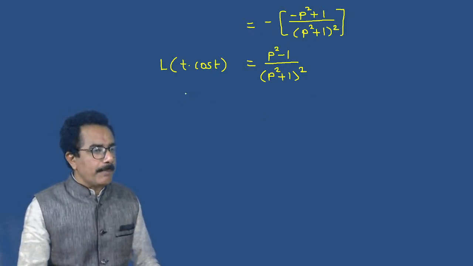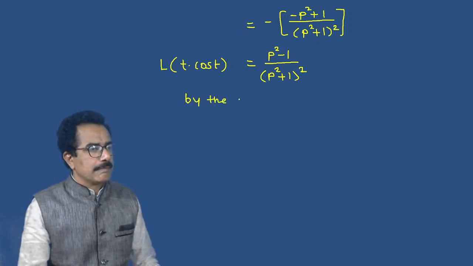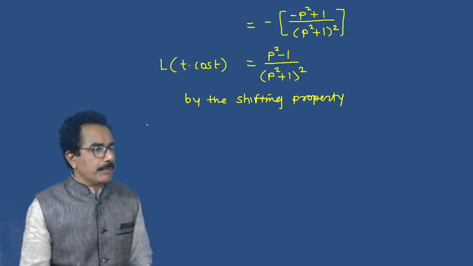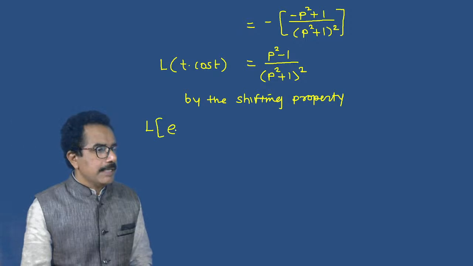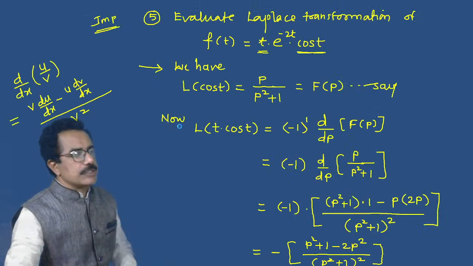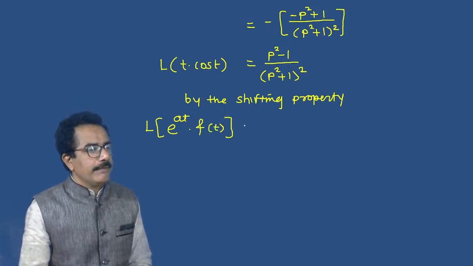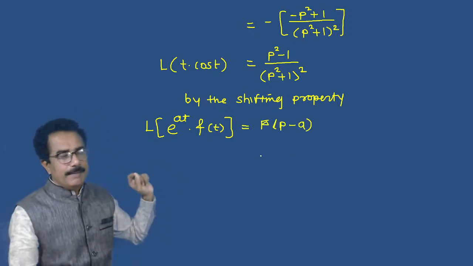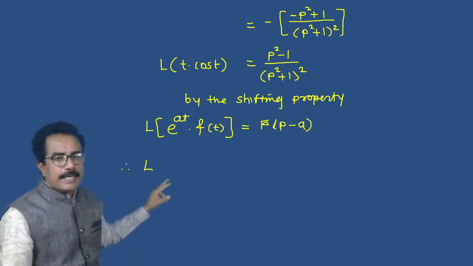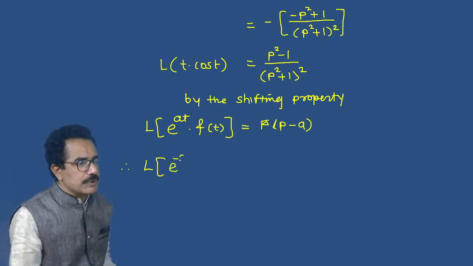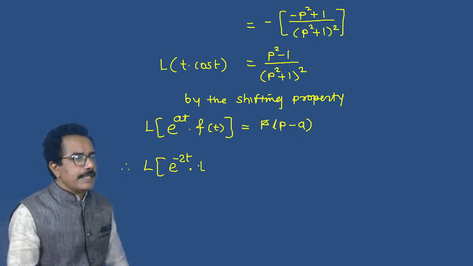So by the shifting property, L of e raised to minus 2t. L of e raised to minus at into f of t, which is equals to capital F of p minus a. Actually, this is the formula. Now here we have to use, therefore, the Laplace transformation of e raised to minus 2t into t into cos t.